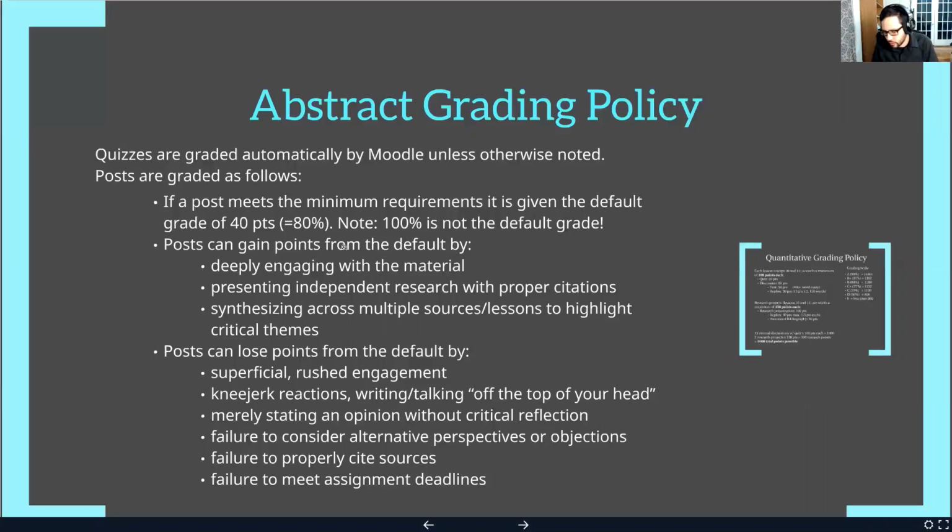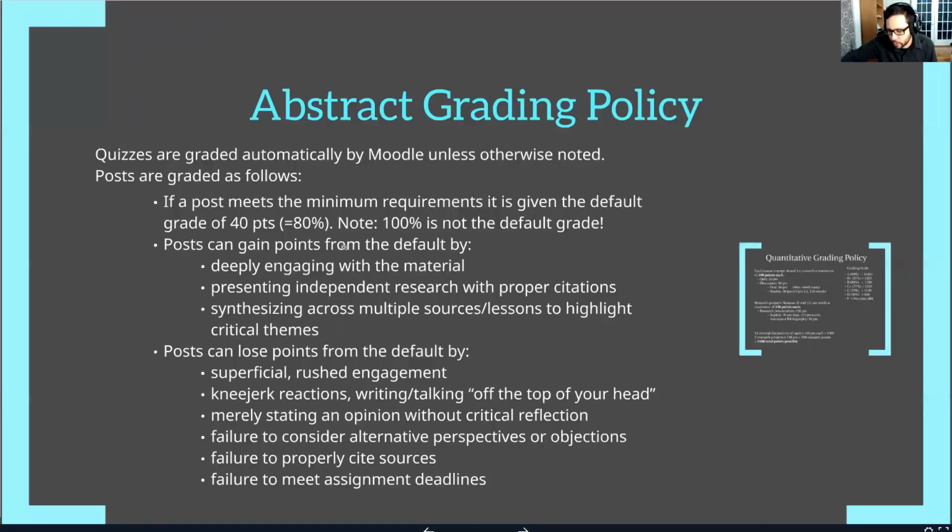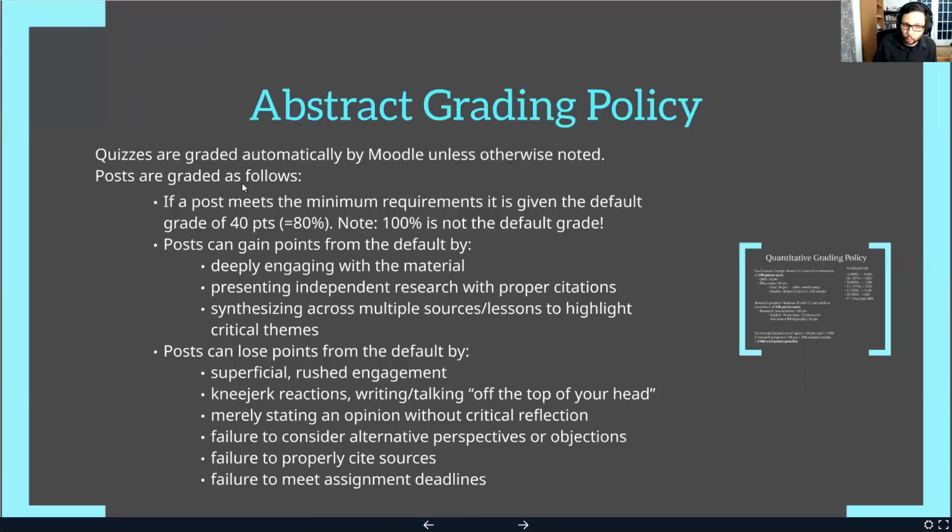So this is what I mean when I said that the grading is a little bit strict. The way that I grade is that you earn a default grade for meeting certain requirements, and then you can improve that from the default, or you can go down from the default also. So the default grade is 80%, is 40 points out of 50. So if you meet the minimum requirements for the post, then you earn an 80% by default, and then you can improve from that, or you can go down from 80%, 40 points.